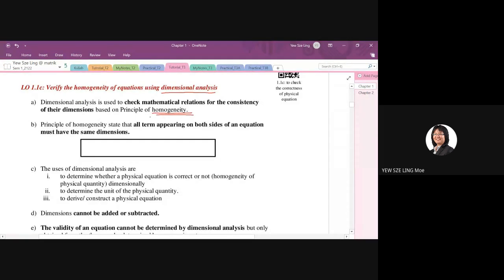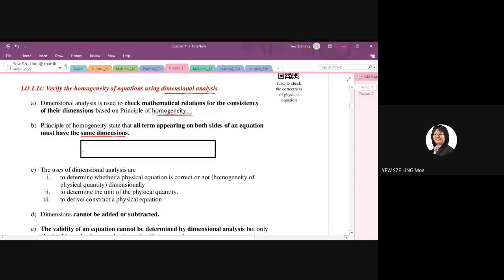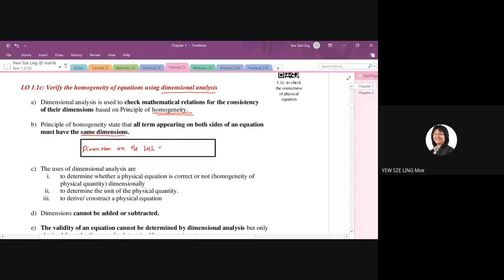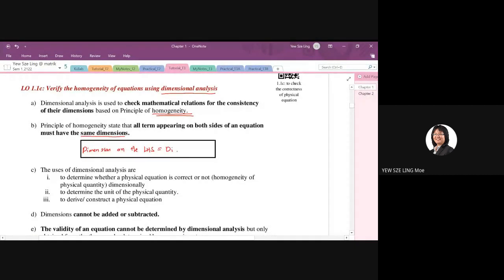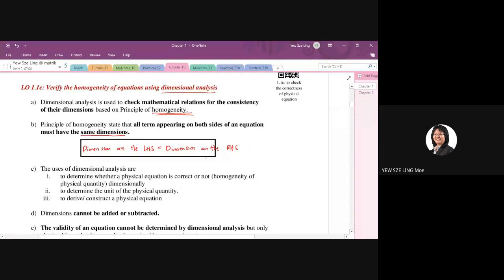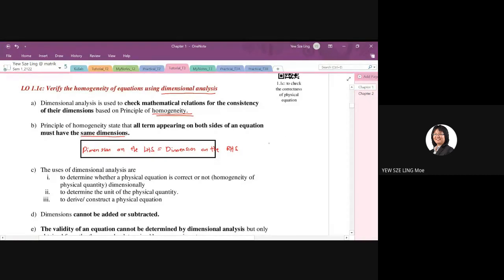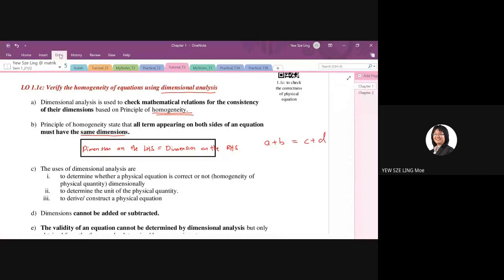So the principle of homogeneity states that all terms appearing on both sides of an equation must have the same dimension. It means the dimension on the left hand side is equal to the dimension on the right hand side. For example, if you're given an equation A plus B equals C plus D, you check the dimensions on both sides.